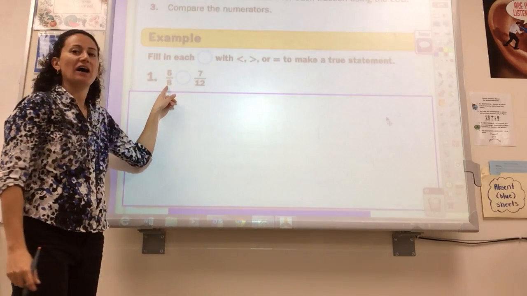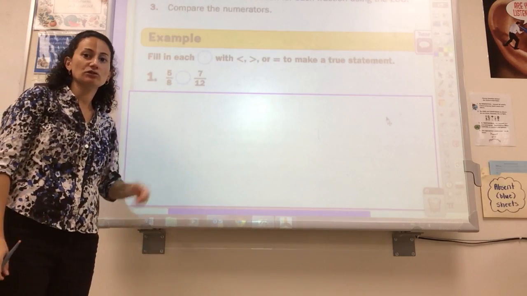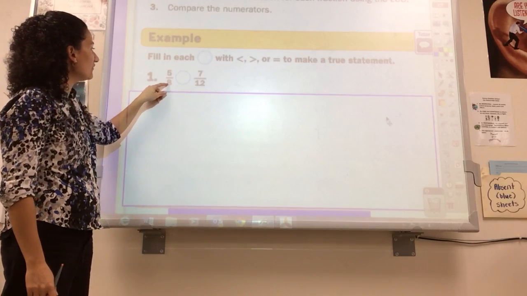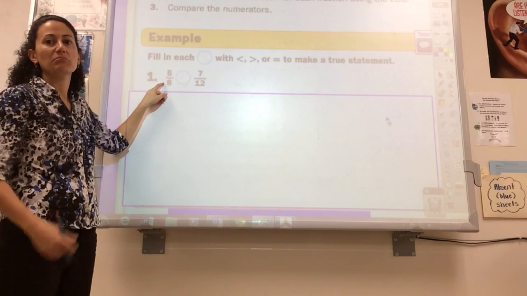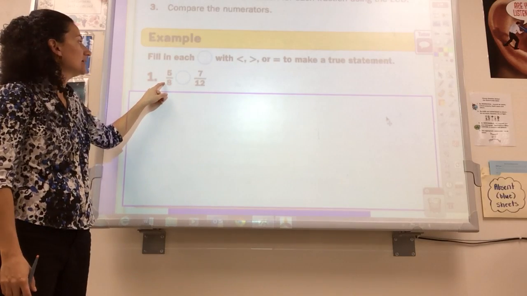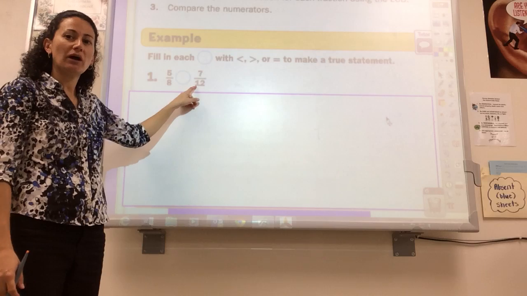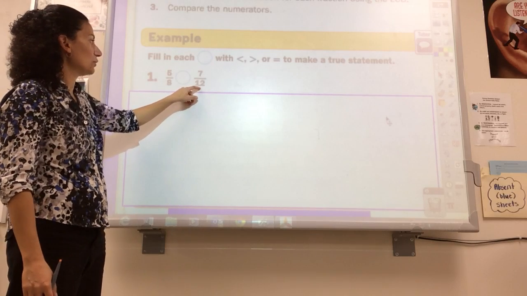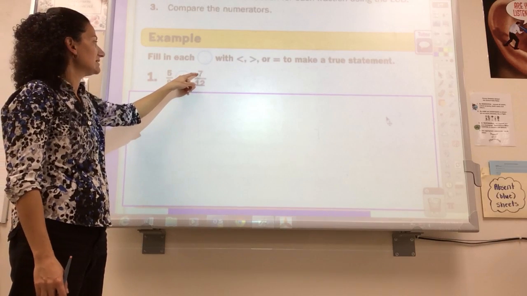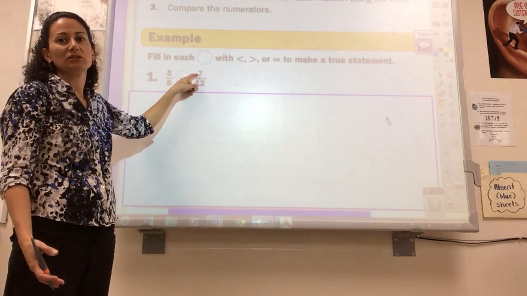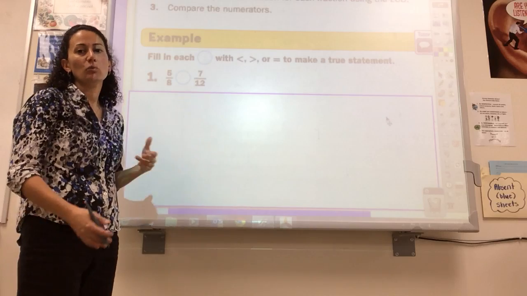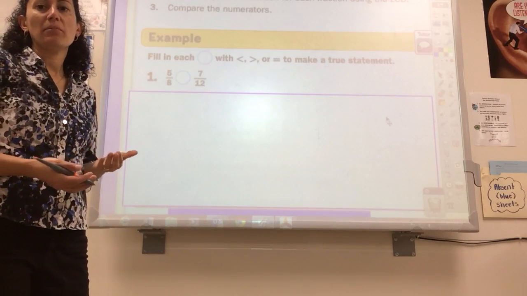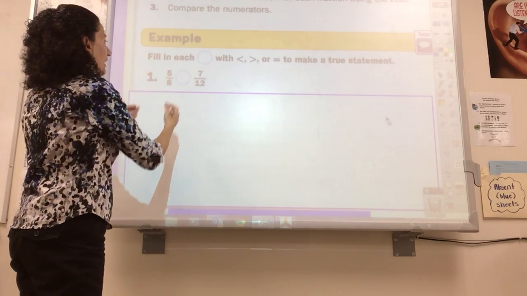For example, you know 5/8, that's pretty close to a half. Half of 8 is 4, so this fraction is just a little bit more than 1/2. Same thing with 7/12. You know that half of 12 is 6, and 7 is just a little bigger than 6, so this is just a little bigger than a half also. So we can't really compare them by just comparing them to a half.